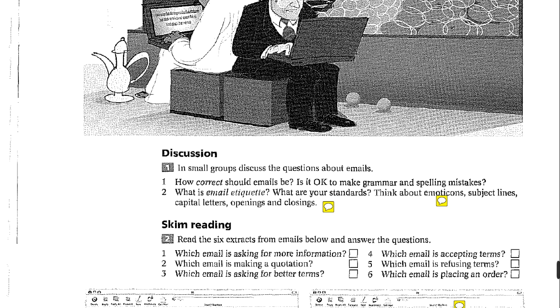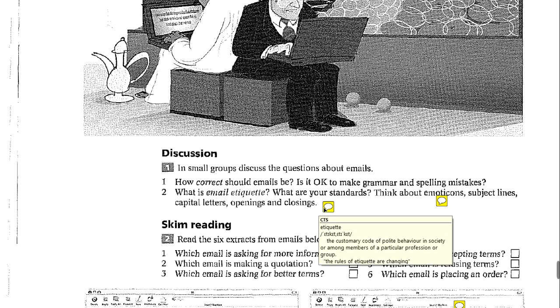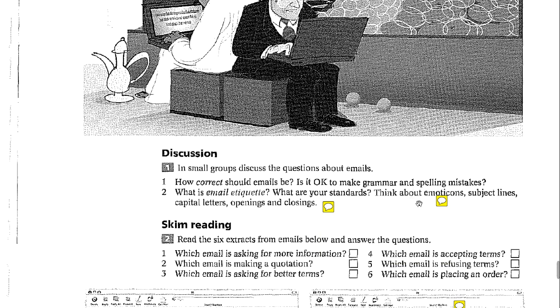So, here you have some new words. You have the word email etiquette. So, what is an email etiquette? An etiquette, you see here, is the code of polite behavior in a society. So, an email etiquette is writing an email in a polite way. Here you have another word, also emoticons. Emoticons, they are the facial expressions that we use while we communicate with others.